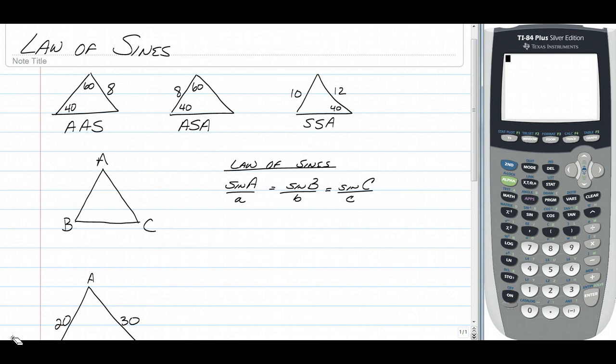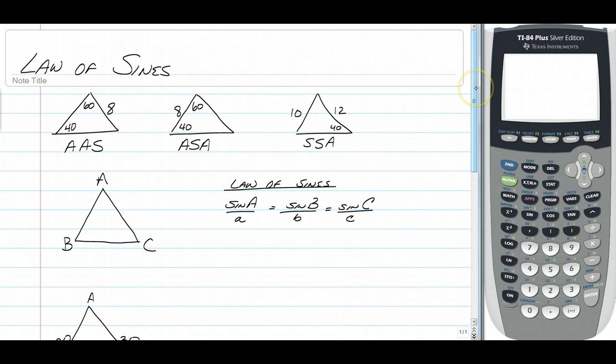Now, law of sines is another form of trigonometry that we're going to use in triangles, but this time it does not have to be a right triangle, like we learned with using SOHCAHTOA. So, law of sines you can use for an obtuse triangle, an acute triangle, or a right triangle if you really wanted to. And what we're going to do is find missing sides and missing angles.